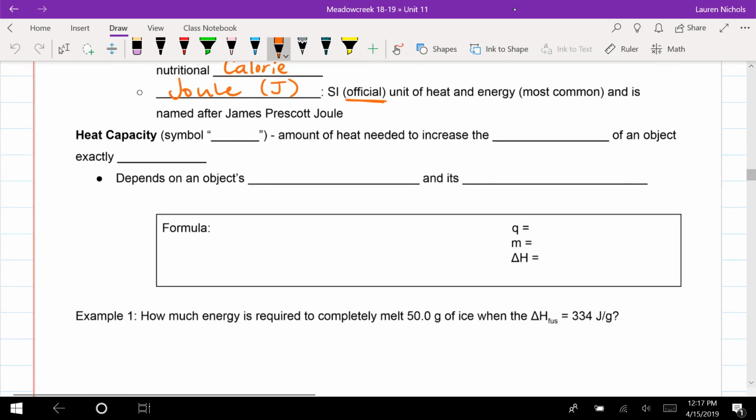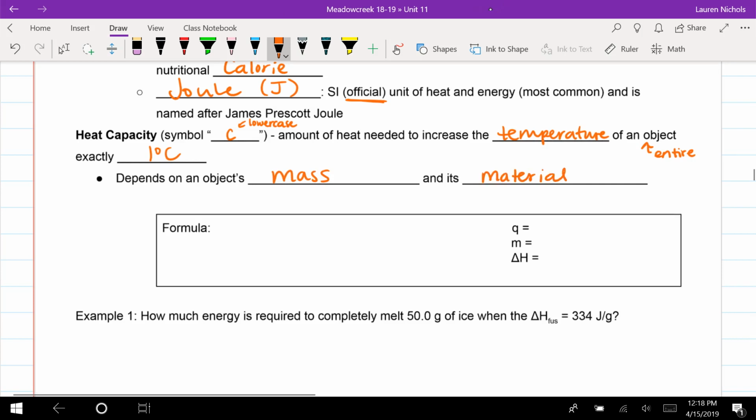And one thing that we talk about with energy and objects is an object's heat capacity. This symbol is a lowercase letter c. When we talk about the heat capacity, we talk about the amount of heat needed to increase the temperature of an object by exactly 1 degree Celsius. And the key thing is that this is the entire object, so it's going to depend on an object's mass and its material.